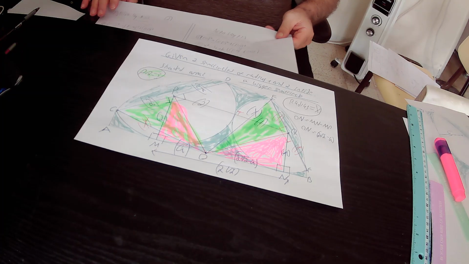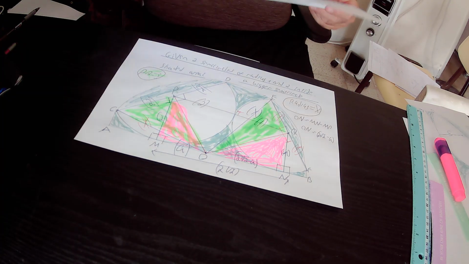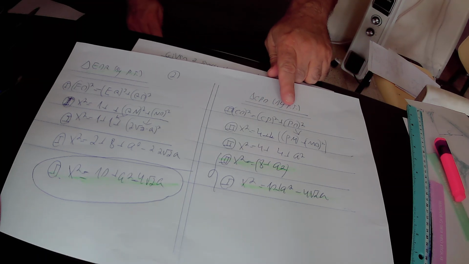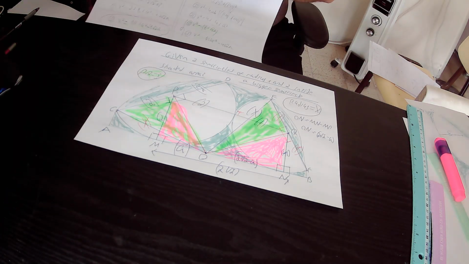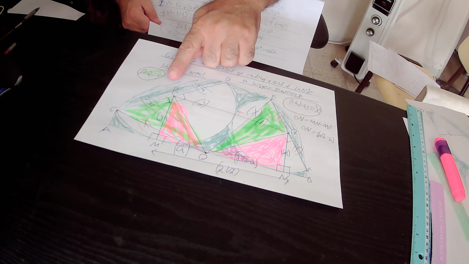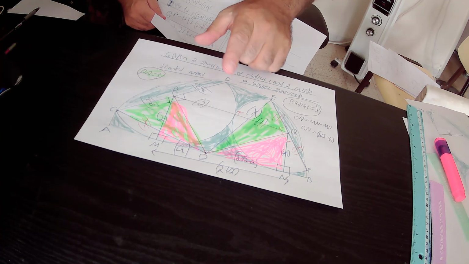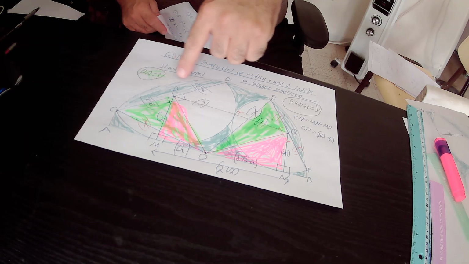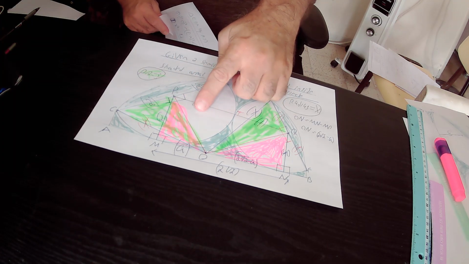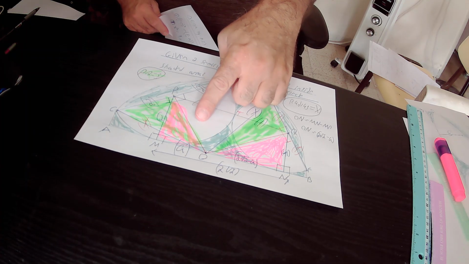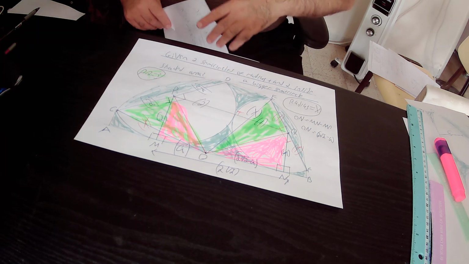According to the Pythagoras theorem, CO squared, the square of the hypotenuse, equals CP squared plus PO squared. CO is x, therefore CO squared is x squared, and it equals CP squared. CP is 2, therefore CP squared is 2 squared, plus PO squared. PO is one side of this triangle CPO, but PO is the hypotenuse of the big triangle PMO, therefore PO squared must be equal to PM squared plus MO squared.